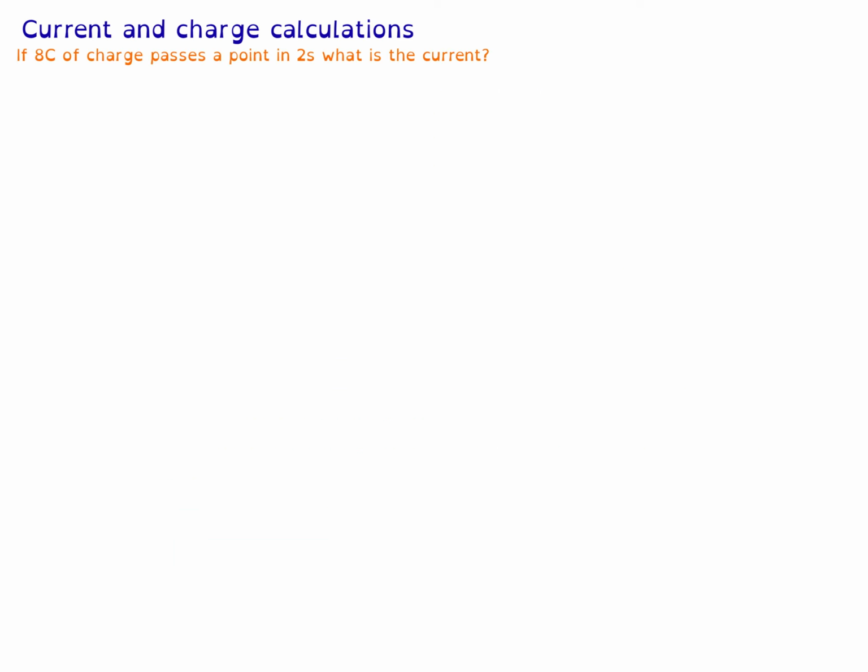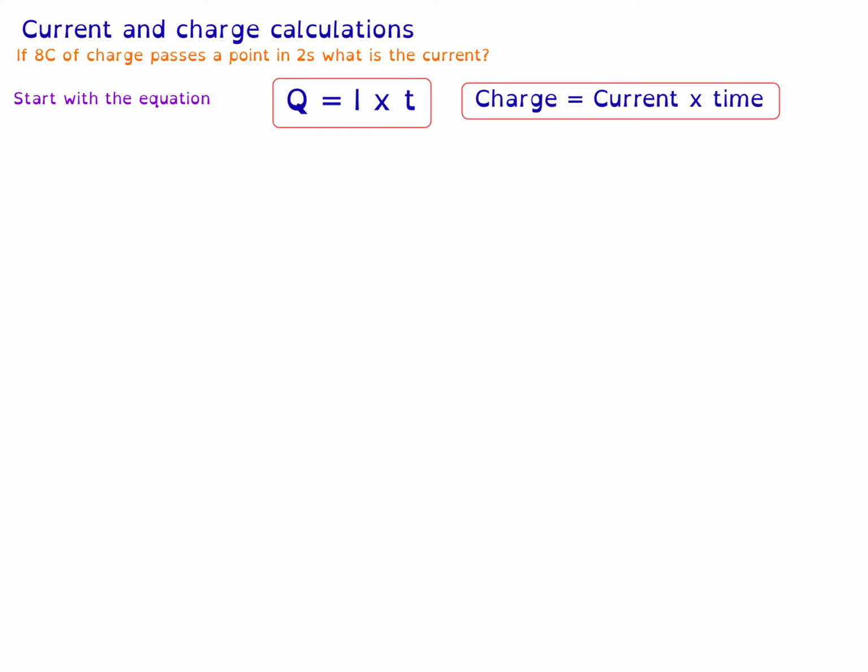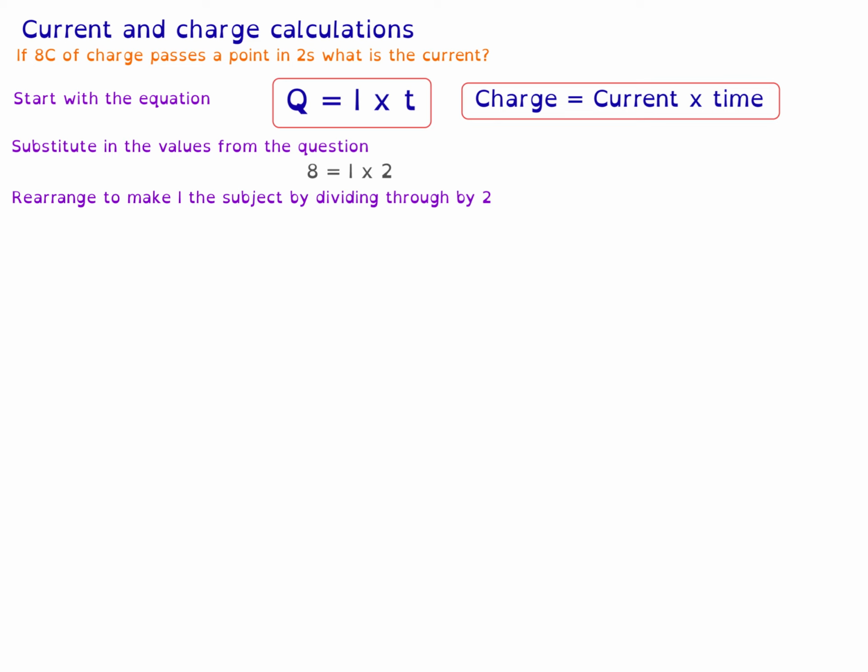If 8 coulombs of charge passes a point in 2 seconds, what is the current? Well, we start with the equation. Q equals I times T, or charge equals current times time. We substitute in the values from the question, so 8 equals I times 2. Rearrange to make I the subject by dividing through by 2, and that gives us 8 divided by 2 equals I. And then calculate the answer. 8 divided by 2 equals I, which equals 4 amps.